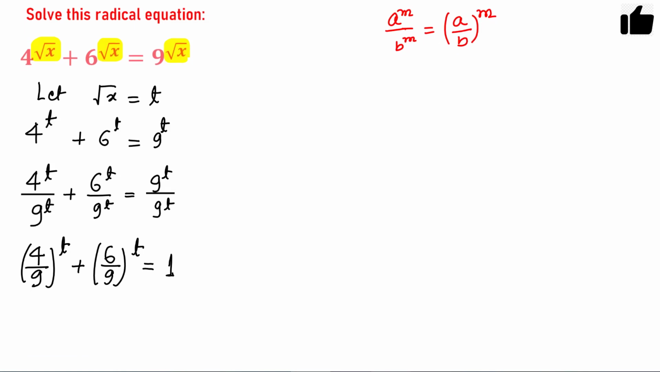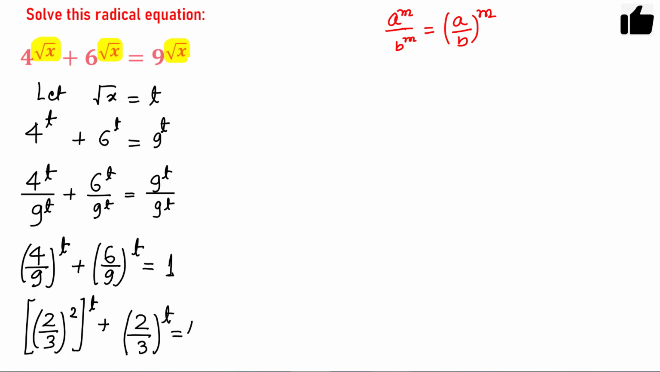And you see, 4 by 9 is how much? This is 2 square divided by 3 square, that is (2 by 3) whole square, and then you have power t, plus 6 by 9. You can basically cancel out with 3. So you will have (2 divided by 3) raised to the power t equals 1. Now you see you are getting some hint. You have 2 by 3 here also and 2 by 3 here also. In fact you have 2 by 3 raised to the power t, but here you don't have that, you have a square, and here you have t.